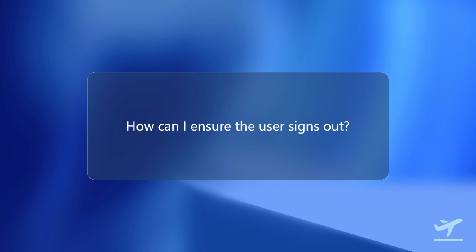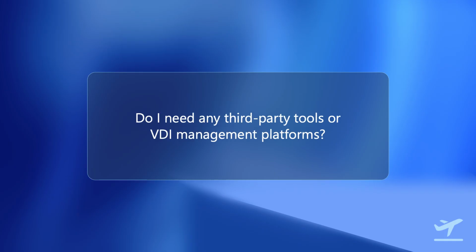My next question is, do I need any third-party tools or VDI management platforms? No, you just can use Windows 365 Cloud PC in Intune. It's pretty simple and easy. We've designed it to be that way. So if you're using partner solutions to manage Windows 365 Enterprise Cloud PC, we will over time work with partners to enable the connections to Windows 365 Frontline Cloud PC in shared mode once the product is generally available.